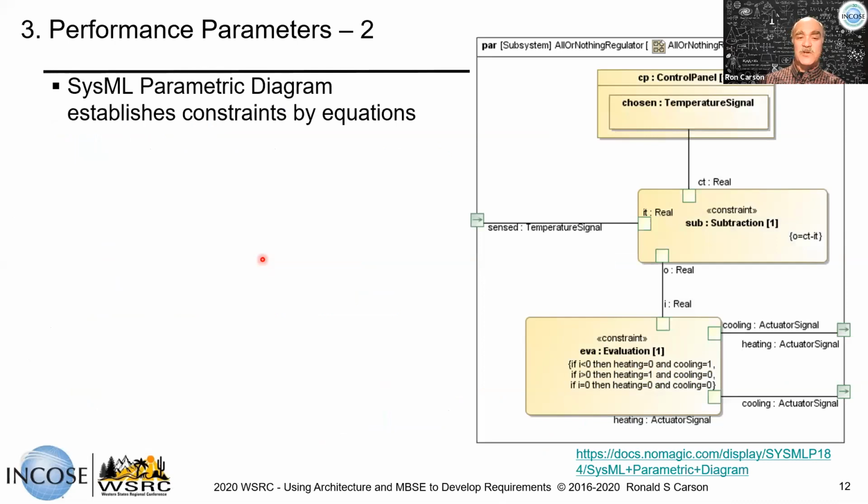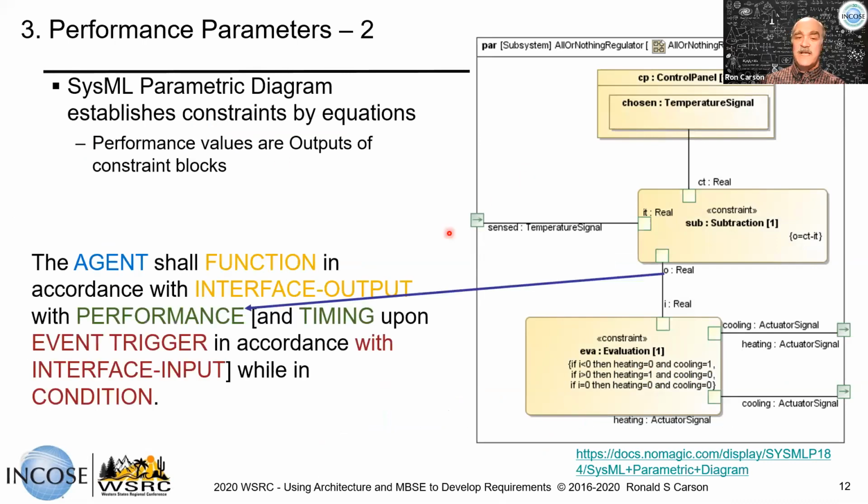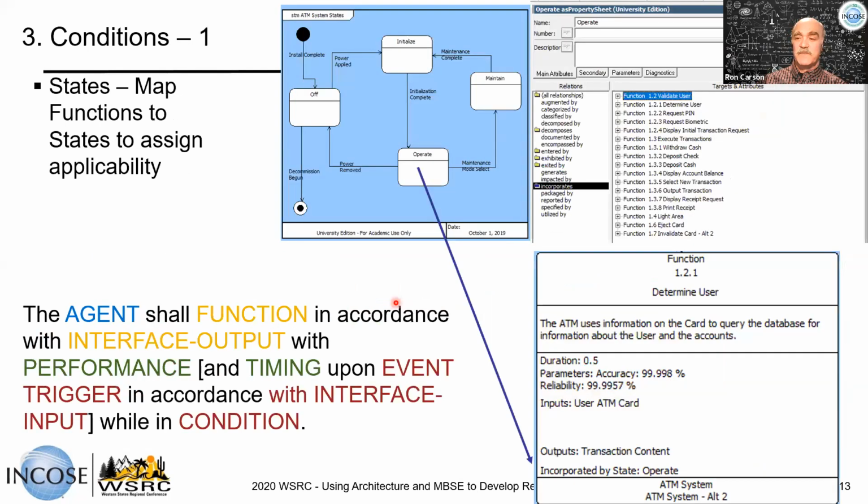Performance parameters can also be represented in the SysML parametric diagrams because here we're able to write equations and define outputs from these constraint blocks that can be used to instantiate the performance element in the requirement. And this is a standard capability in SysML, these parametric diagrams that can be used to directly capture performance information. And all SysML tools have a parametric diagram that can be used for this purpose.